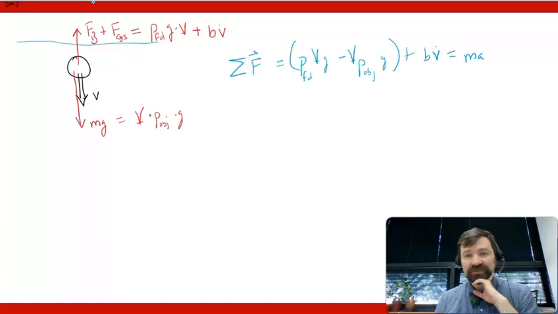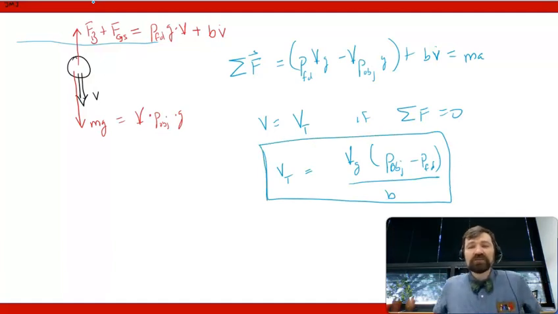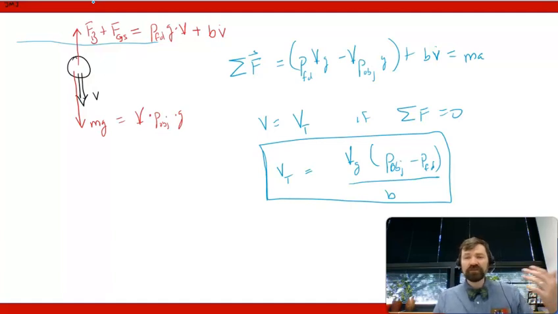The end result in any case is that you have a terminal speed. So v equals v terminal if sum of forces equals 0. And so that means that the terminal speed is equal to the volume of the object times g times the difference in density between the object and the fluid, all divided by the drag coefficient b. Okay, so that is terminal speed for these cases of a Stokes Law drag. Some objects actually will hit the terminal speed in the Stokes Law regime, others will enter the turbulent regime first.